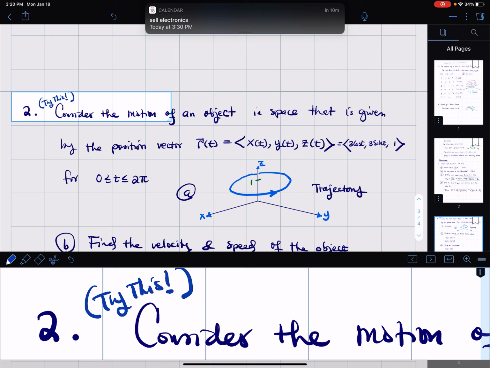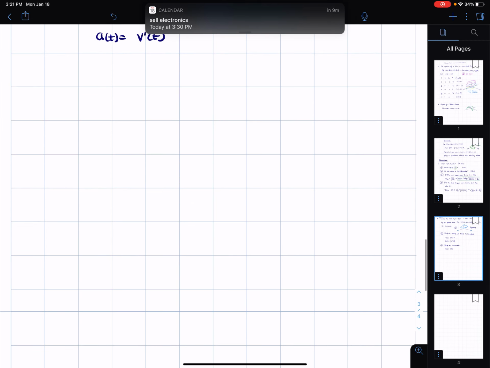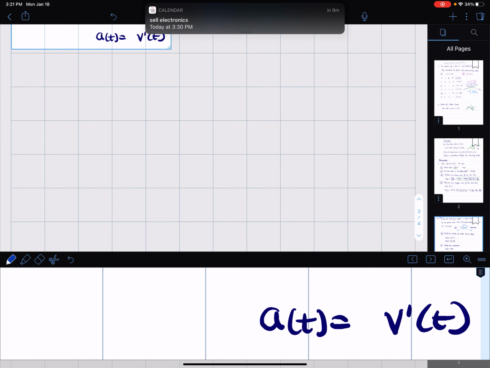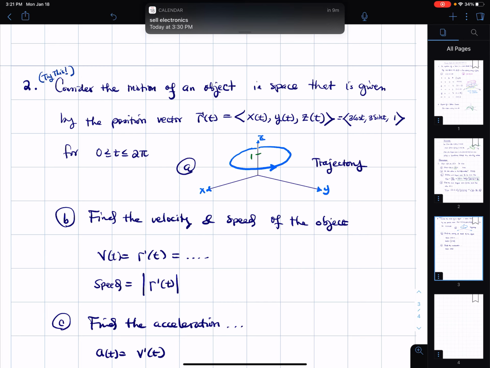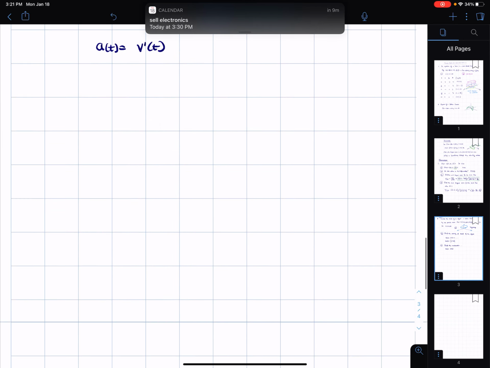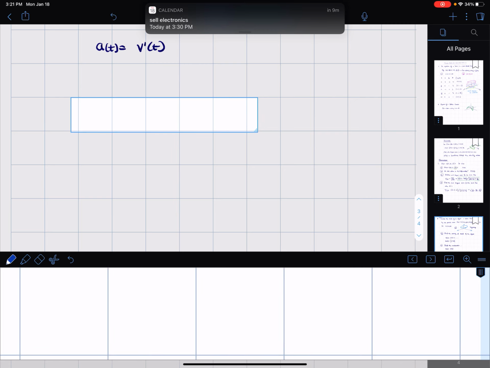What else can we do with vector valued functions? We can find arc length. That is something that we can find. So we have this trajectory, right? If we want to find the length of the trajectory, how do we do that? Let's call it arc length.